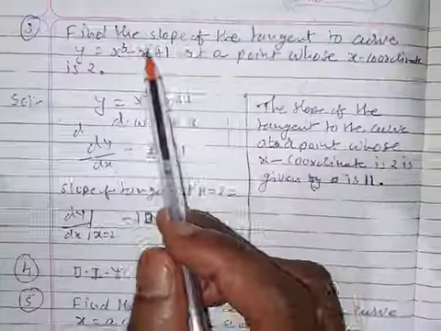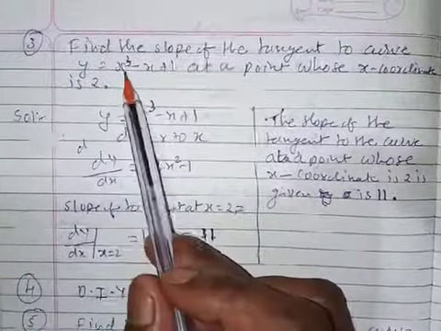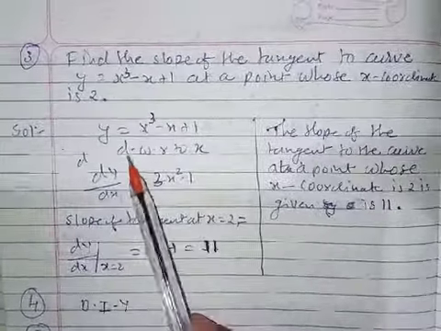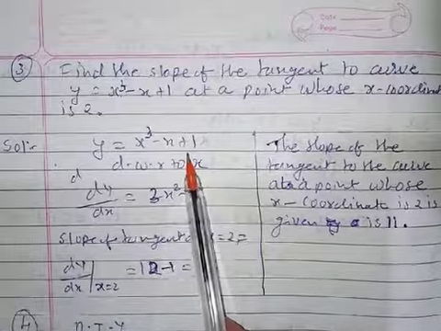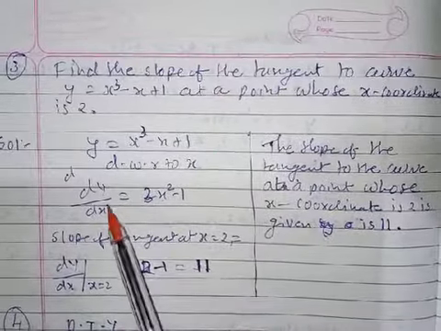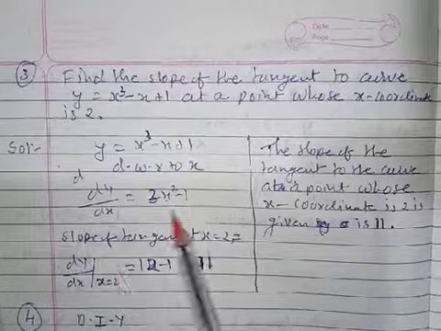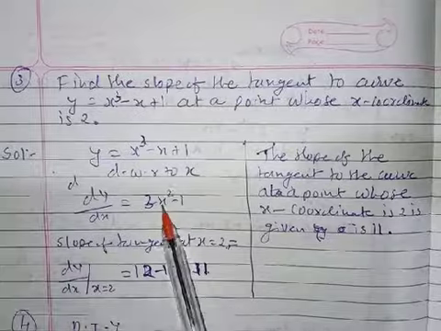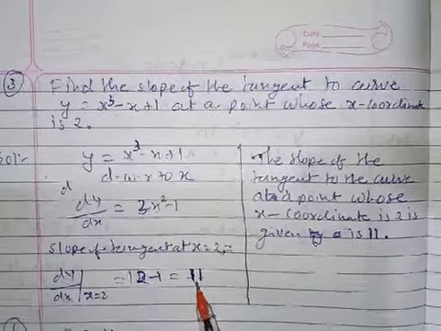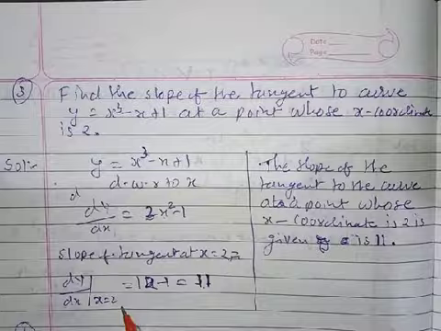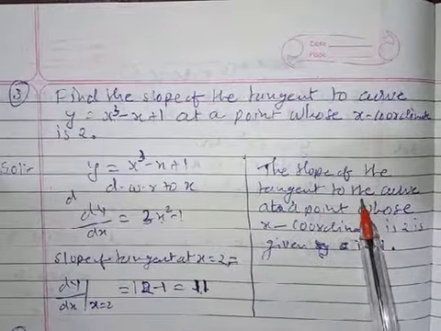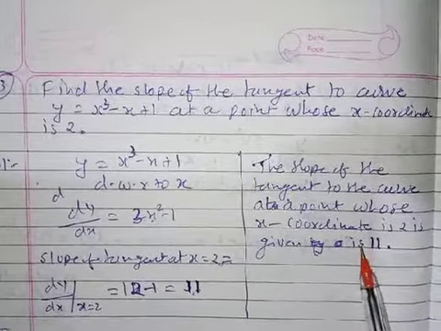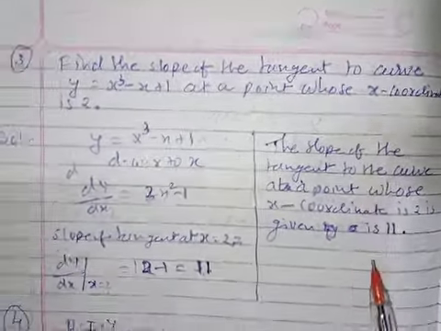Equation of the tangent to the curve x cube minus x plus 1 at a point whose x coordinate is 2. So derivative with respect to x, we have to find the slope of the tangent, dy by dx. So dy by dx is equal to 3x squared minus 1. Slope of the tangent at x is equal to 2. Substitute that. 2 2s are 4, 4 3s are 12, 12 minus 1, 11. So dy by dx at x is equal to 2 is 11. The slope of the tangent to the curve at a point whose x coordinate is 2 is 11. That is the result.